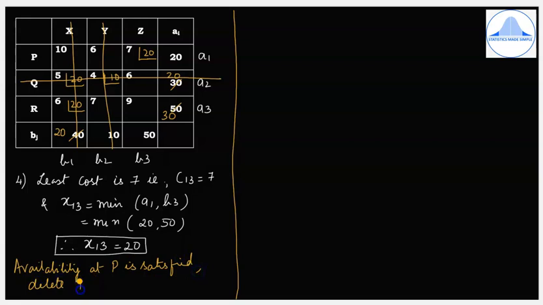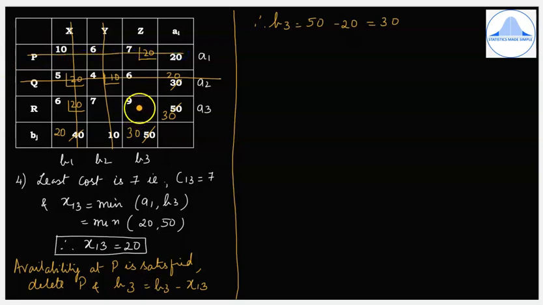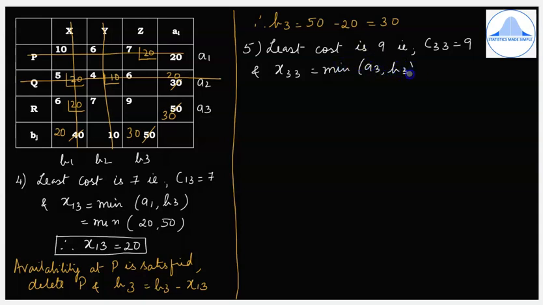So availability at P is satisfied. Delete P. And now you have to change the requirement. B3 is equal to B3 minus X13. So therefore B3 is equal to 50 minus 20, that is equal to 30. So score out 50 and write 30, and don't forget to delete row P. Now the only cost which is remaining is 9, and it is present in cell 3, 3. So the fifth step, the least cost is 9. That is C33 is equal to 9, and X33 will be minimum of A3, B3, which is minimum of 30, 30.